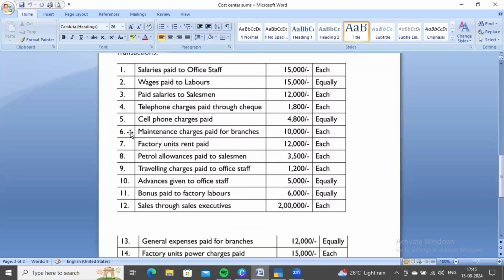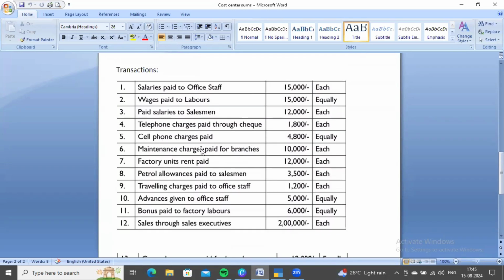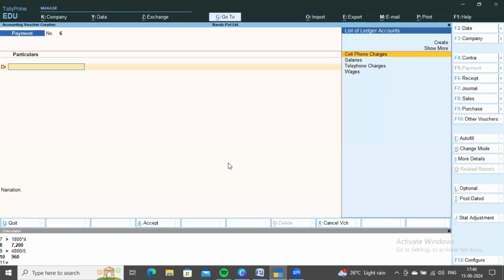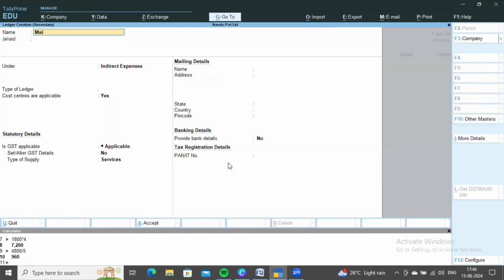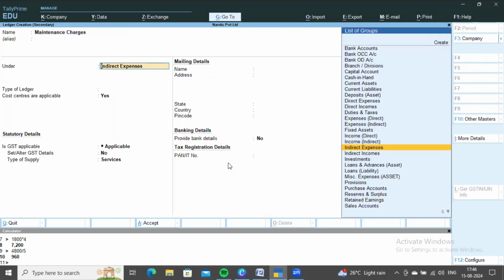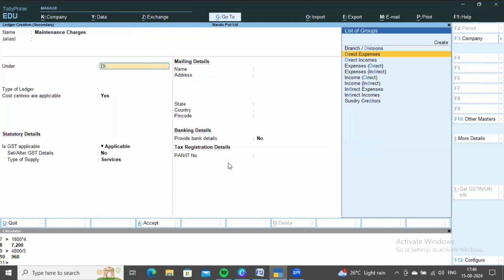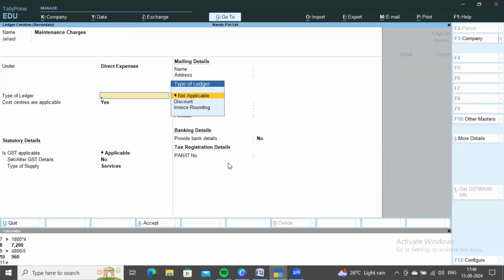And the next transaction is maintenance charges paid for branches. Here you are assigning maintenance charges cost to branch category, right? So you need to create ledger account maintenance charges. That comes under indirect expenses. No, direct expenses, because maintenance charges are mostly incurred on factories.